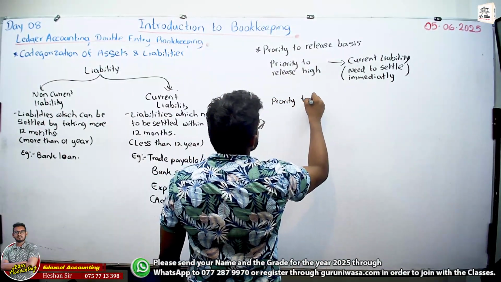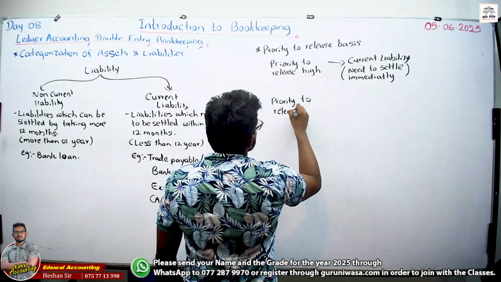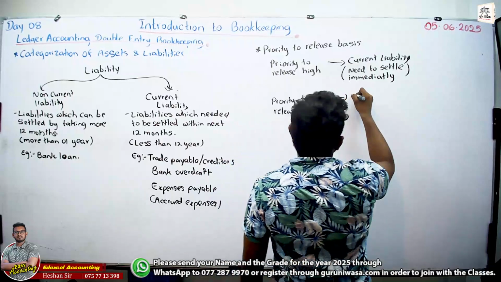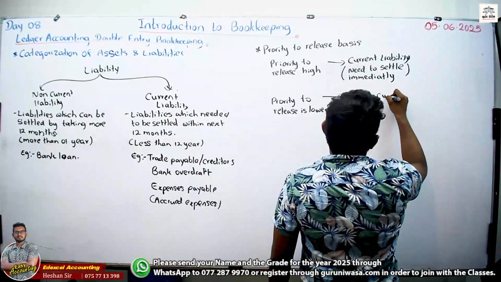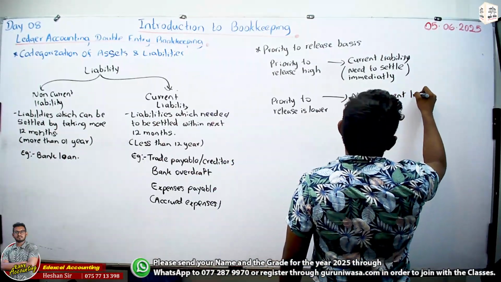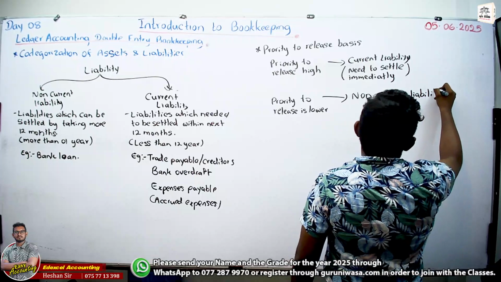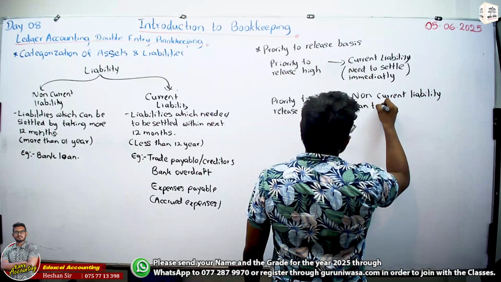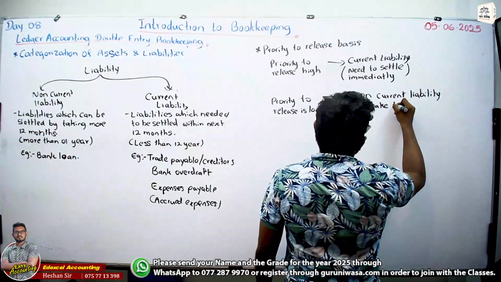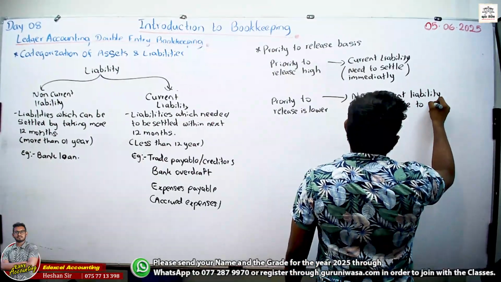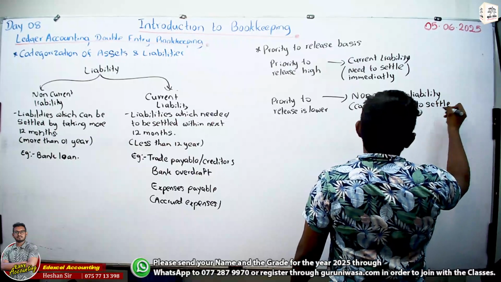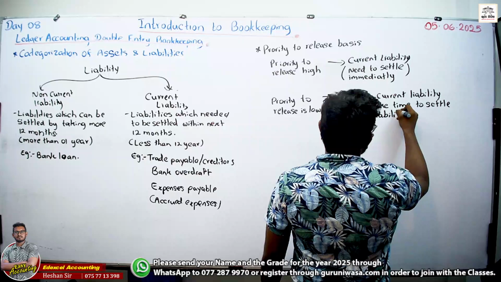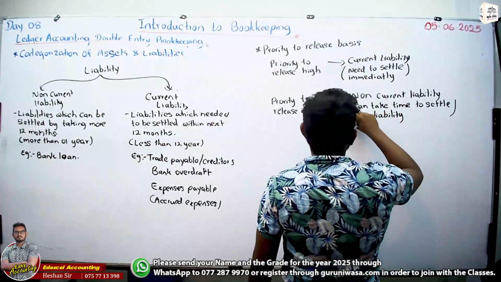If the priority to release is lower, that is a non-current liability. We can take time to settle the liability. We take more than 12 months to settle the liability. Easy, clear, you guys, right?